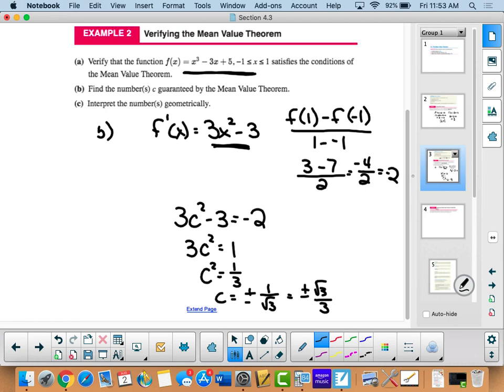So those are the places where the tangent line and the secant line have the same slope. So if I were to draw a secant line from the points on that graph at (1, 3) and (-1, 7), if I were to draw a line, that line would have the same slope as the tangent lines at these 2 points here. That's what that means geometrically.